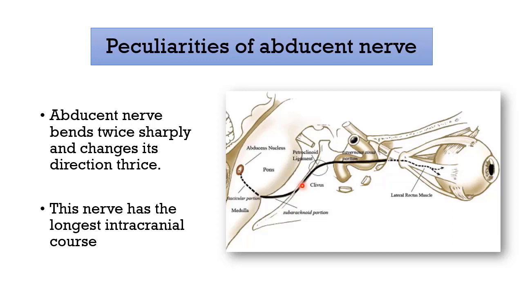Whenever there is increased intracranial pressure, the brainstem can be pushed downwards, or medulla can be pushed downwards towards the foramen magnum. In such conditions, there is a pulling pressure which is exerted on the long course of this abducent nerve, which can cause palsy of abducent.